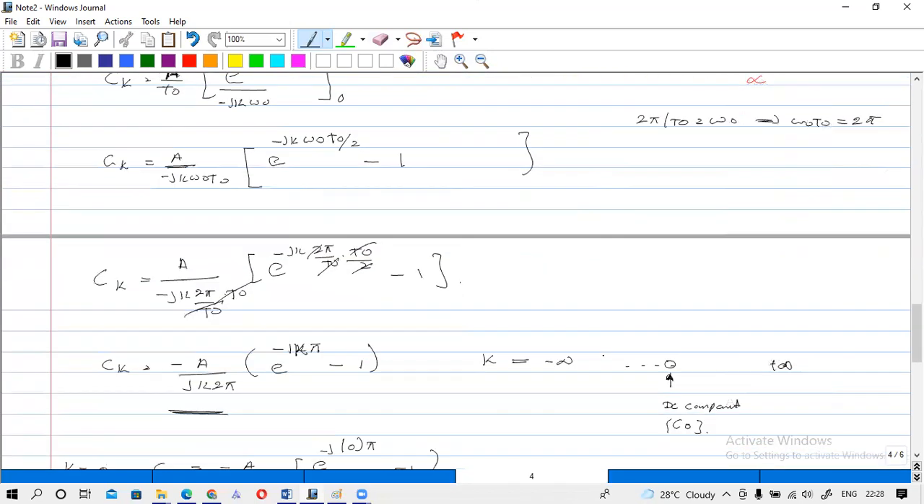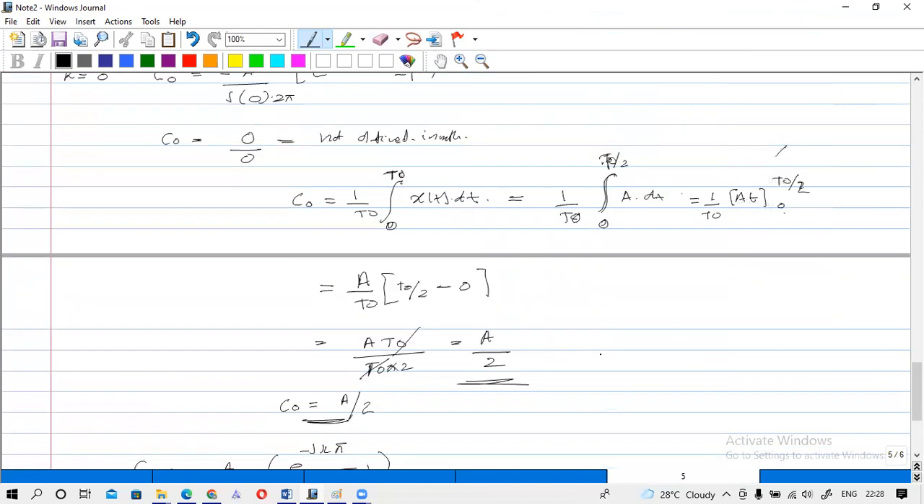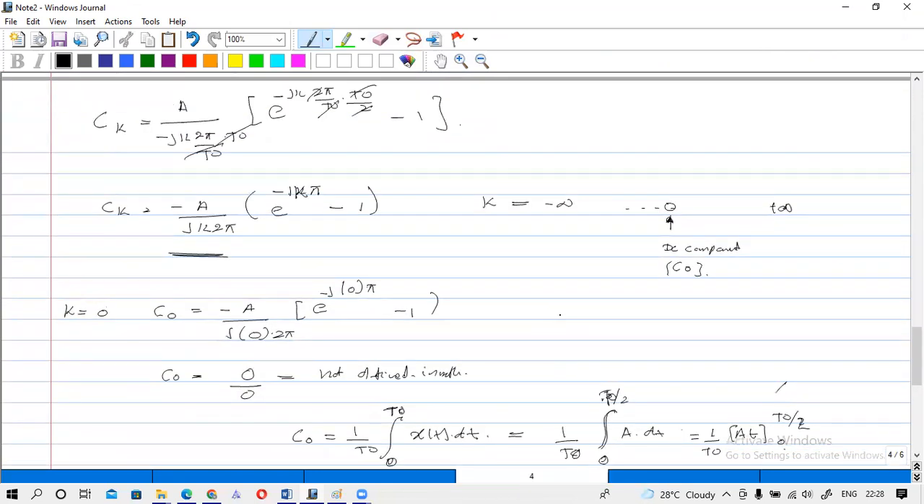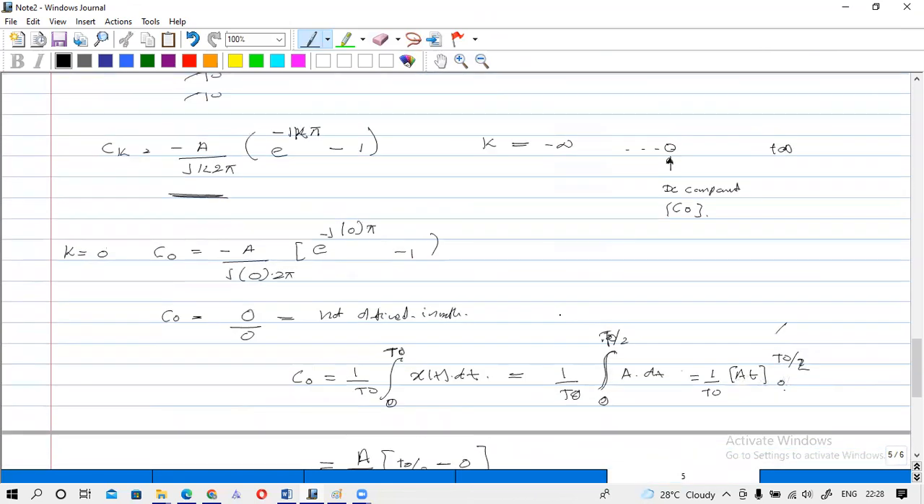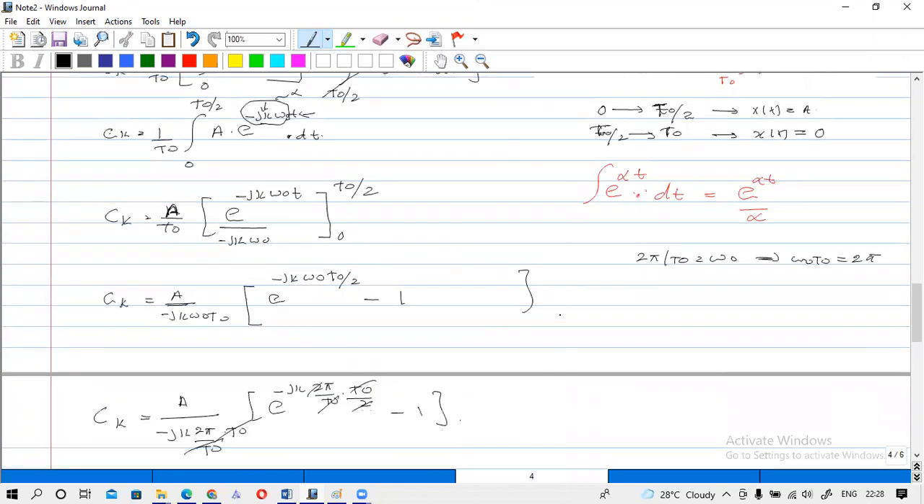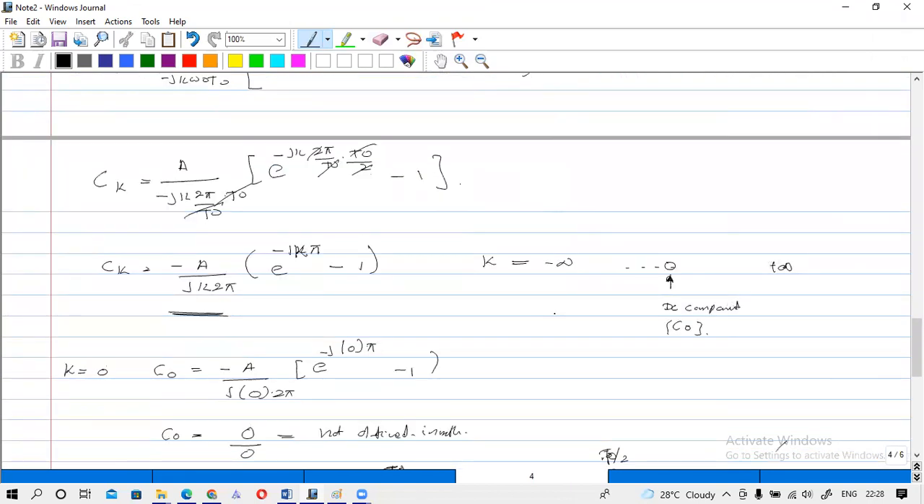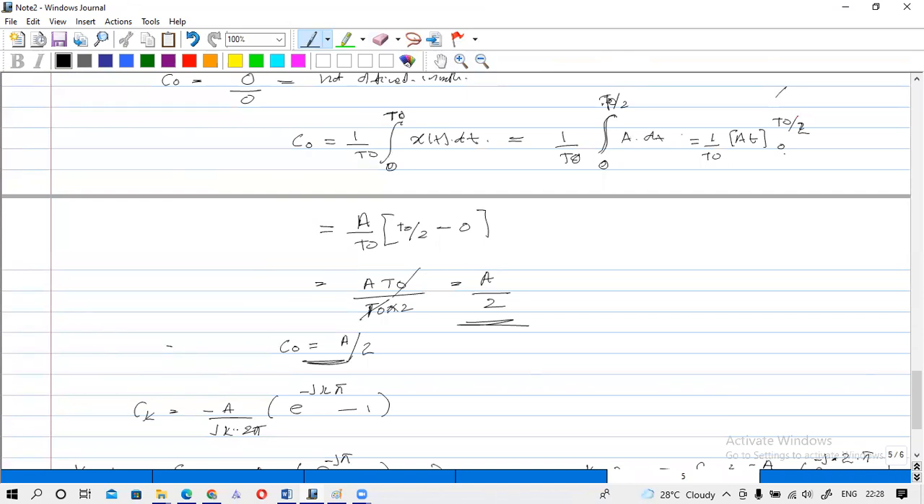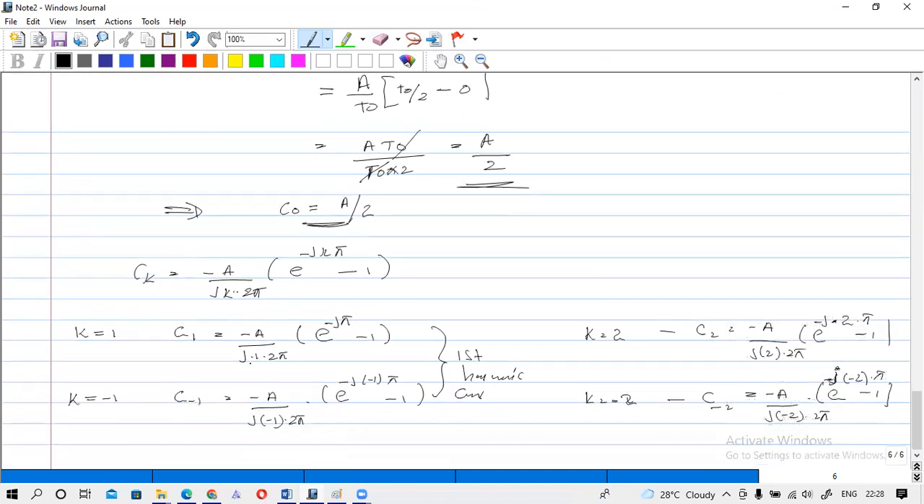So if you can do this question up to this level, you will get the full marks. If you can estimate this Ck and if you can estimate this C naught, then you will get the full marks.